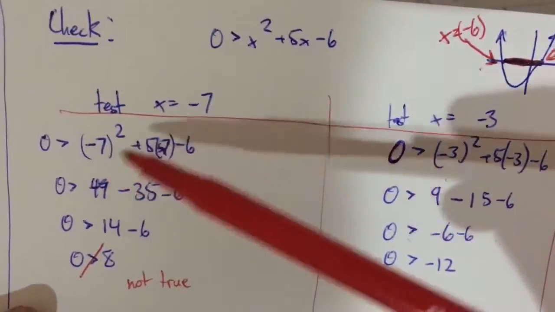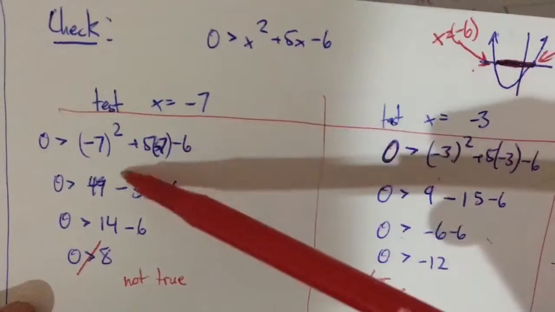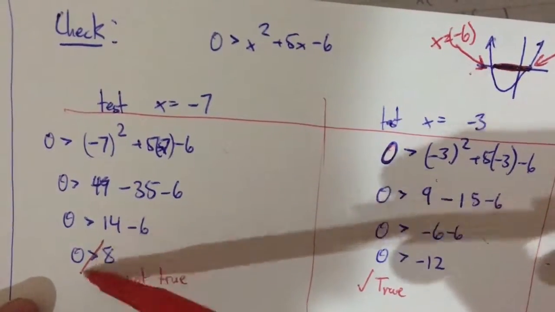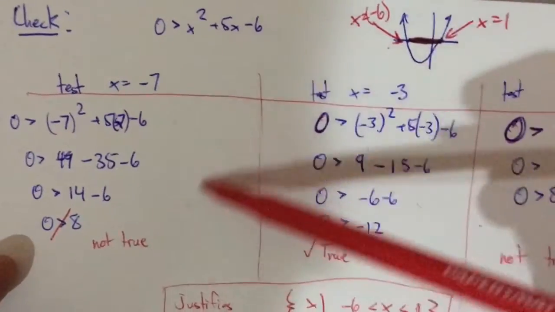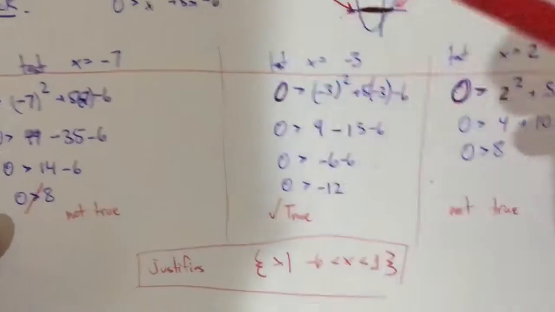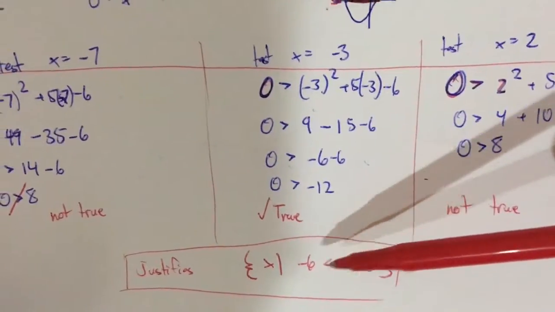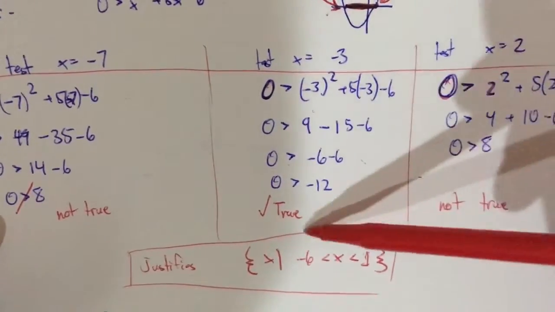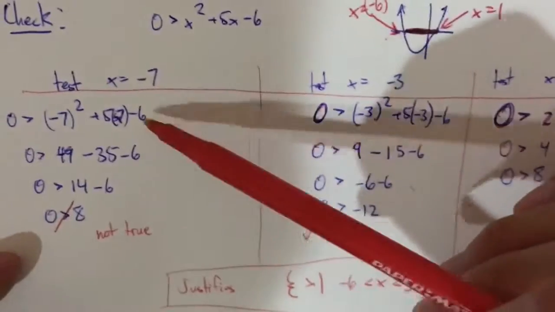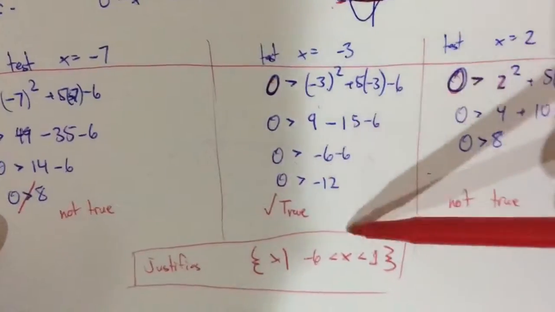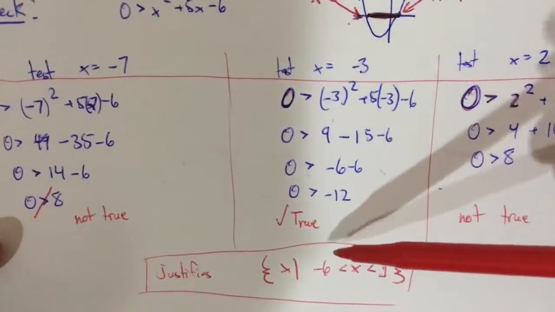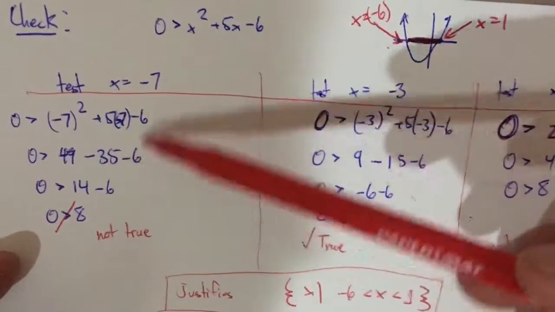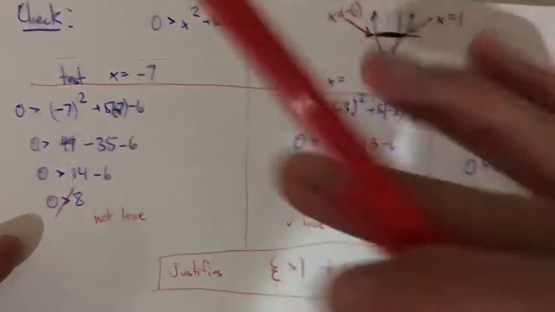Look, when I plugged in -7, look what happened. My final answer was 8. Is 0 greater than 8? That's not true. So guess what? So far, my conclusion that the numbers have to be between -6 and 1 is justified. It's good because this number is outside of the range of -6 and 1. If this was true, I would have a problem. But right now, that's not true, so that's good.